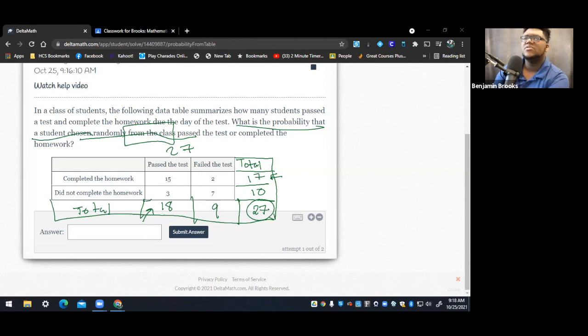Student passed the test or completed the homework. So either they passed the test or they completed the homework. So we would want 15 plus 3 plus 2, because these are the students that either passed the test or completed the homework. So it would be 20 over 27, I think.